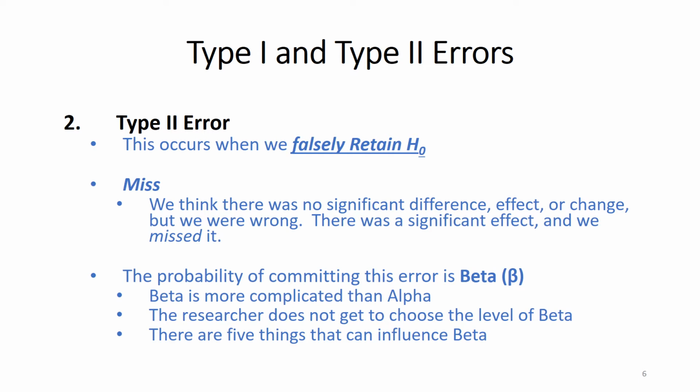Now, the probability of committing this particular error is referred to as beta. Unfortunately for us as researchers, we don't get to set beta by ourselves. It's more complicated than alpha. And actually, there are 5 things that can influence beta. And we're going to talk about those in a few minutes once we talk about power. Because you may recall from the slide where we had the table of the 4 possible outcomes, we saw that beta and power are closely tied together. Let's go on to the next slide.